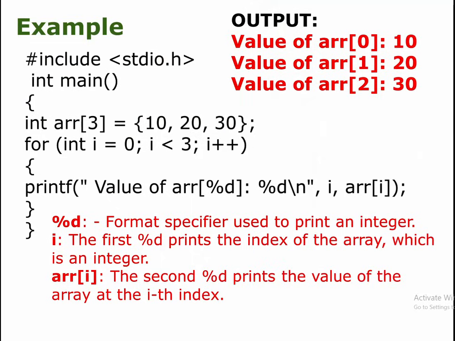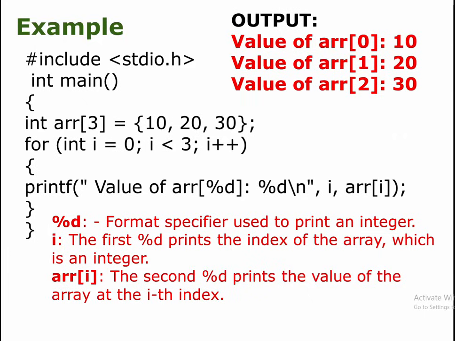Now let us understand our first array program. First, we include the header file #include stdio.h. This includes the standard input-output library functions like printf and scanf. Next, we have the main function, int main. Every C program starts its execution from the main function.